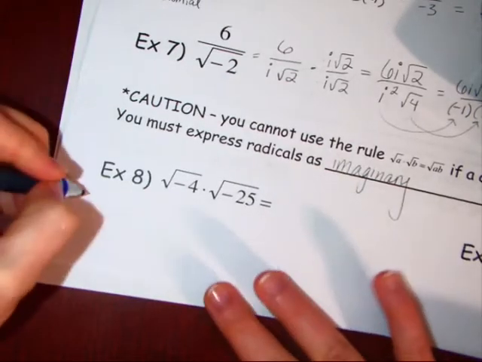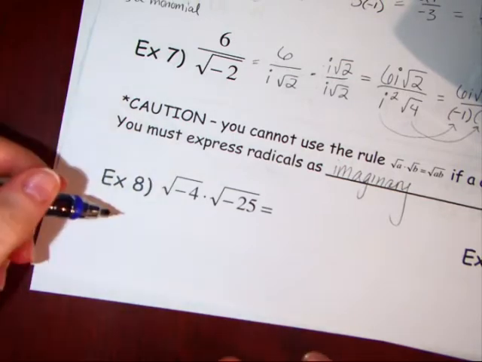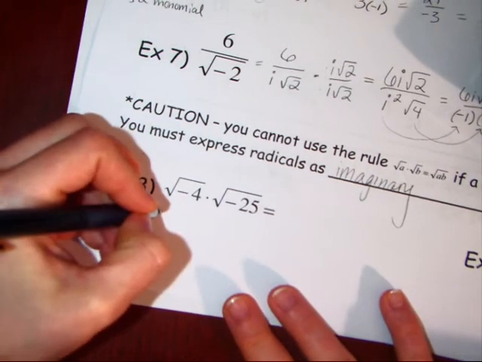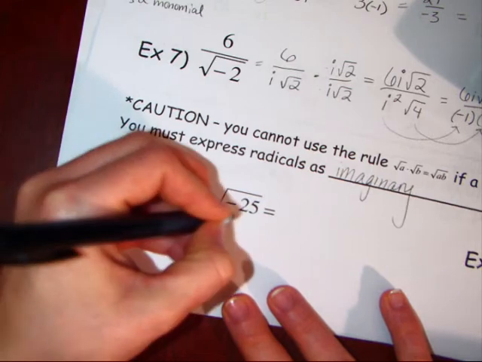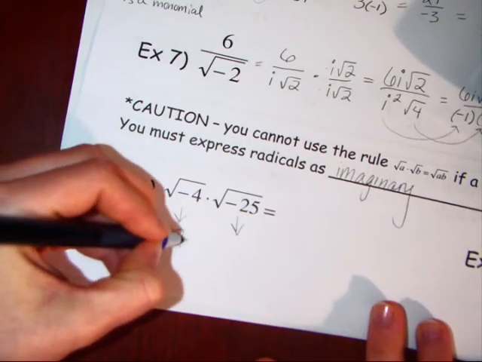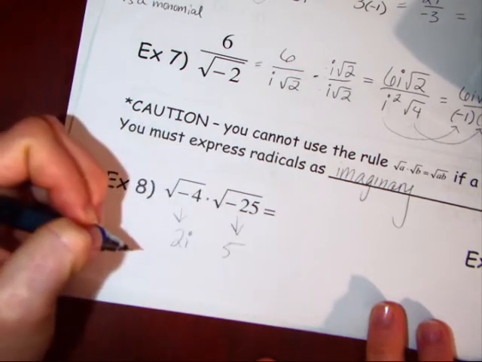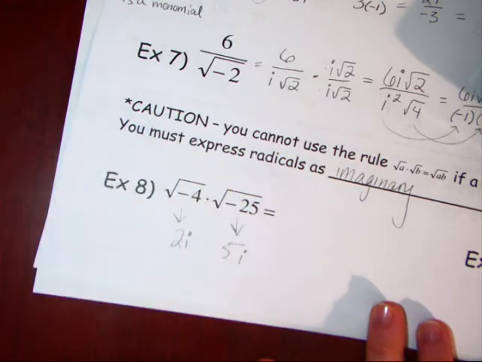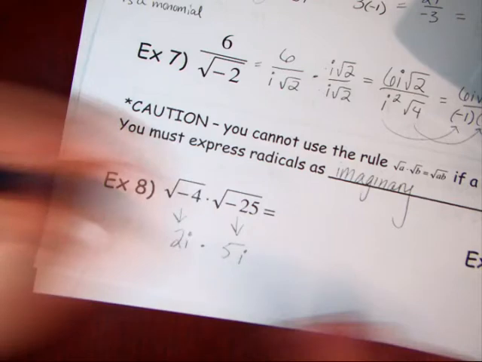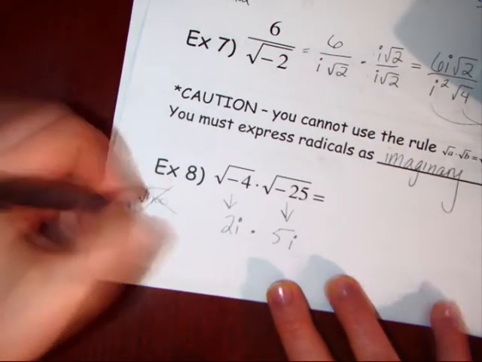Okay? So let's take a look at example 8. It would be really bad of you to just multiply those as you see them right now and make it the square root of 100. What you want to do first is make each one imaginary. For example, the square root of negative 4 is 2, with the negative makes it 2i. The square root of negative 25 is 5, with the negative makes it 5i. Now we can multiply. I'm going to make a note to myself that you can't make that the square root of positive 100. That's not allowed.